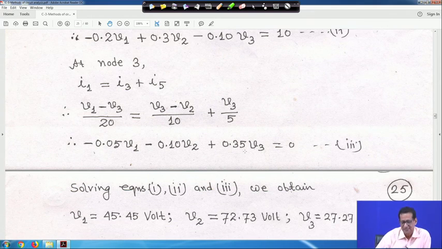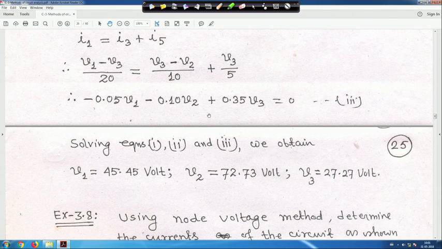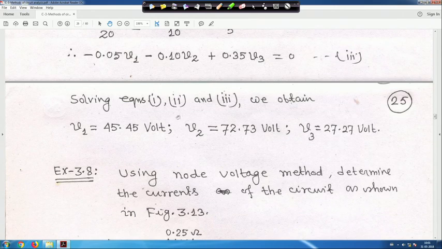You get another equation, and then you solve equations 1, 2 and 3 the way you want, Cramer's rule or anything, and you will get V1 is equal to 45.45 volt, V2 is equal to 72.73 volt, and V3 is equal to 27.27 volt.